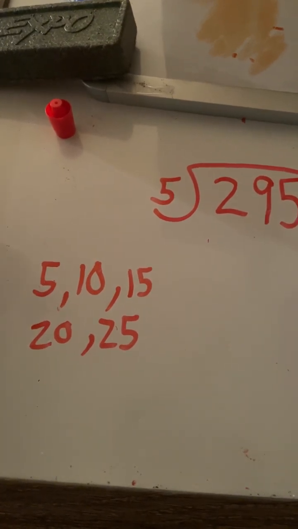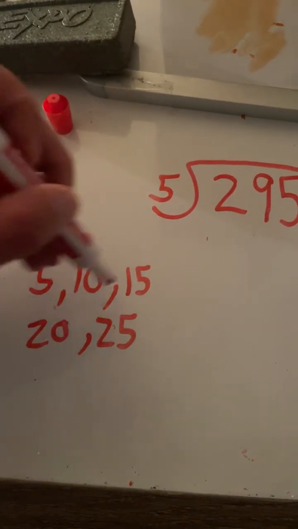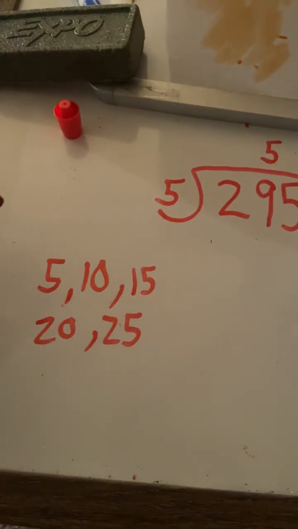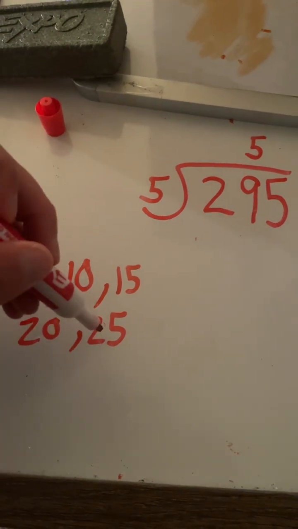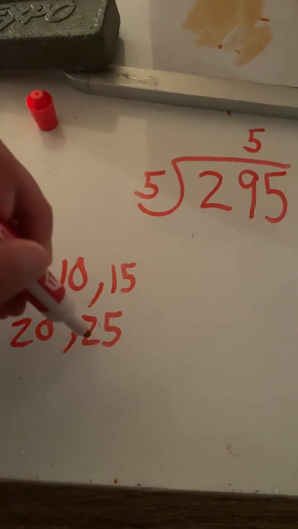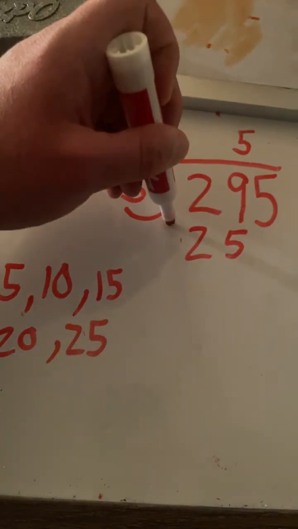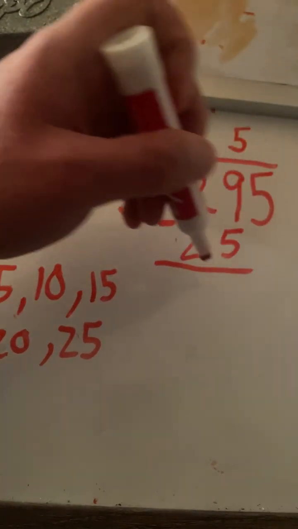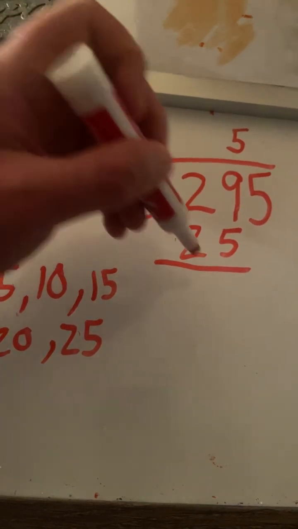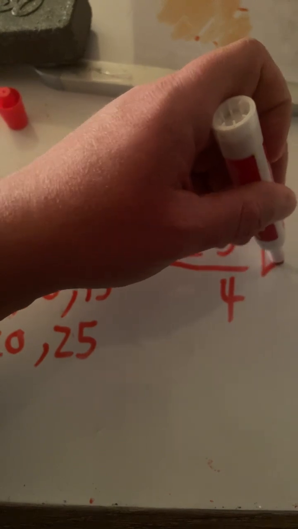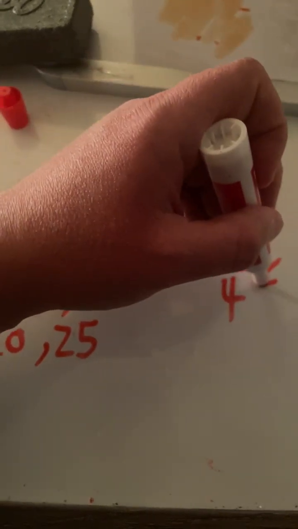That would be past 29, but I was able to get 1, 2, 3, 4, 5 groups of 5 within 29. 25 was as close as I could get to 29 skip counting by 5s without going over 29. So I'm going to do 29 minus 25 to find my remainder. 29 minus 25 equals 4. I'm bringing down my 5.